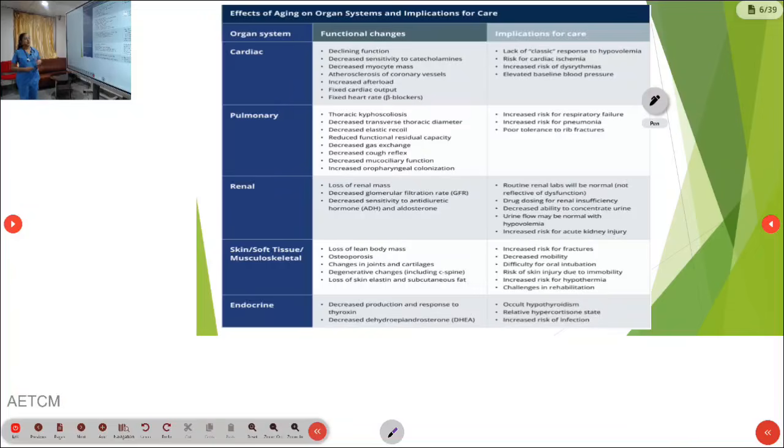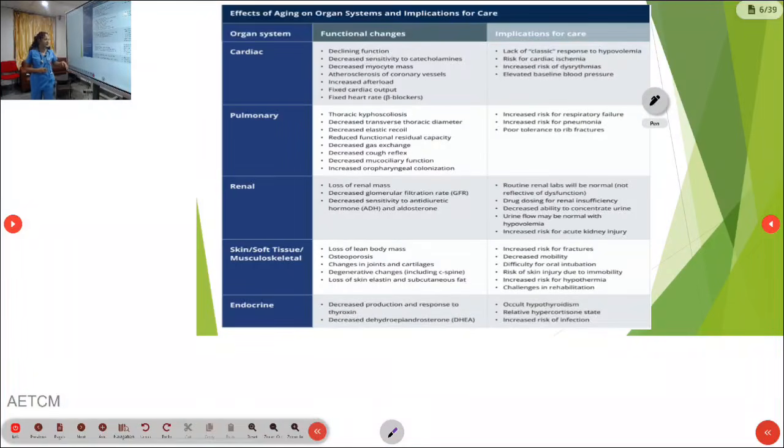In skin, soft tissue and musculoskeletal systems, as we grow old, there will be loss of lean body mass, osteoporotic changes, changes in joints and cartilages, and degenerative changes, especially in the C-spine area, with loss of skin elasticity and subcutaneous fat. Due to all these changes, there is an increased risk of fractures, decreased mobility, difficulty in oral intubation, risk of skin injury due to immobilization, increased risk of hypothermia, and more challenges in rehabilitation due to osteoporotic and degenerative changes.